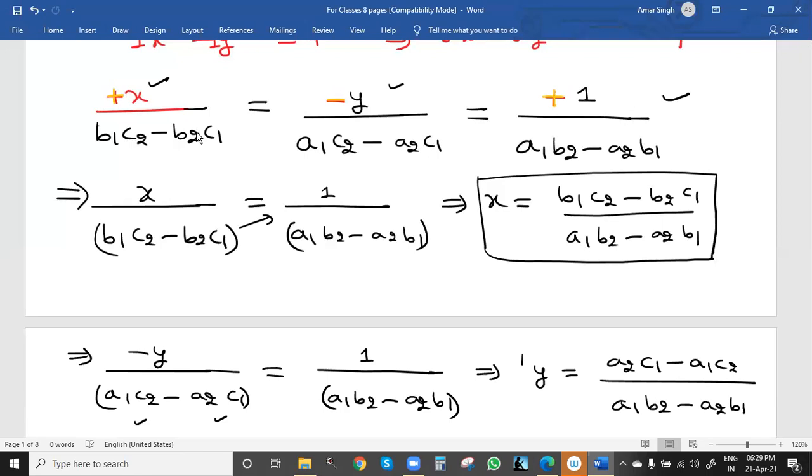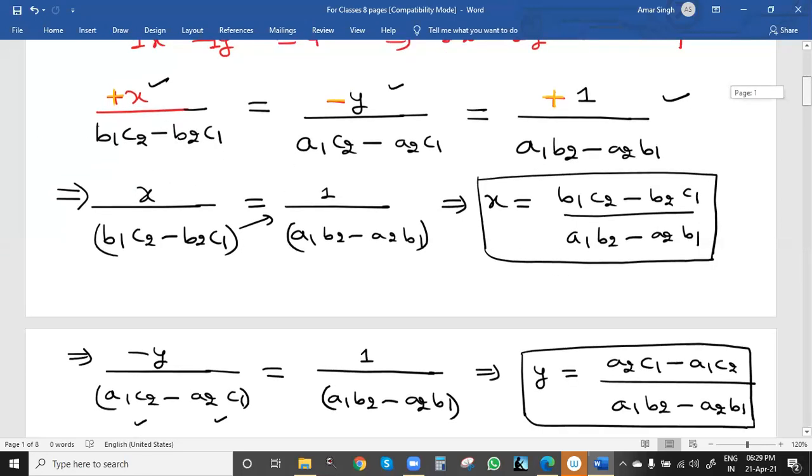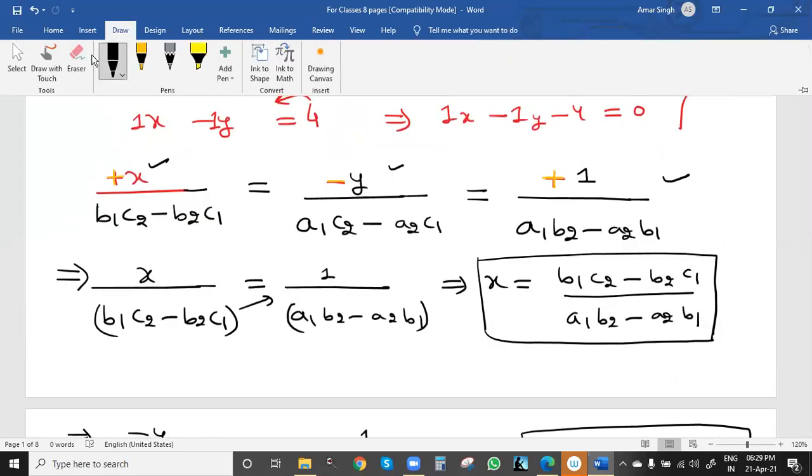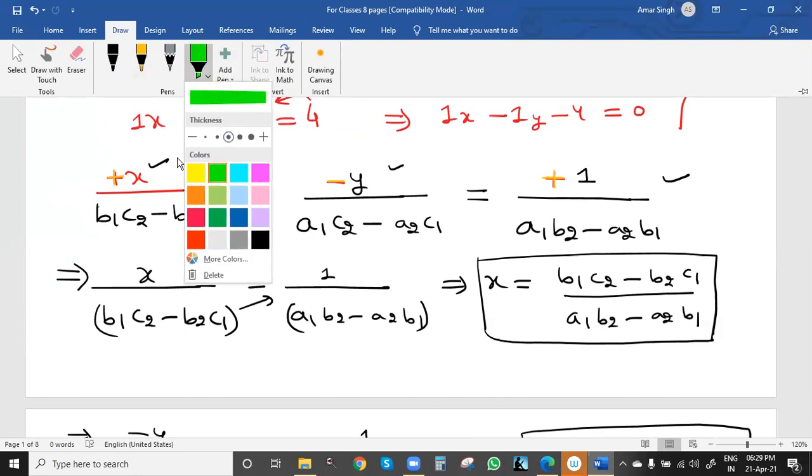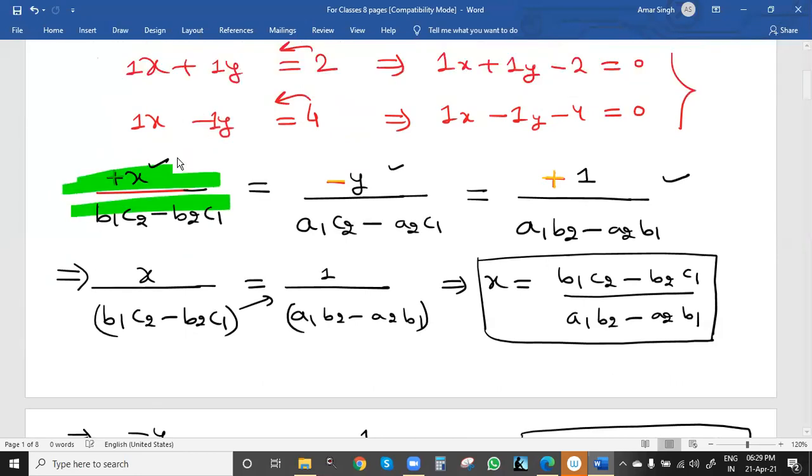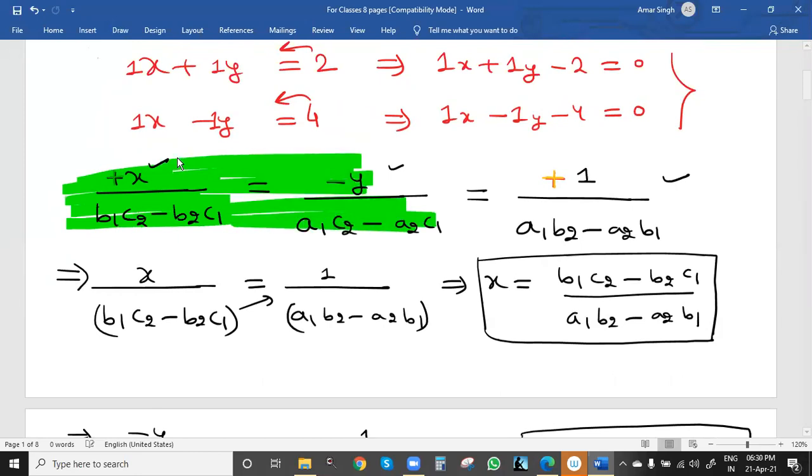By a1 b2 minus a2 b1. This is our y value: a2 c1 minus a1 c2 by a1 b2 minus a2 b1. So the best way to remember is this formula only. The first one I prefer, because in this formula we have very easy values. This formula is easier to remember and to put in the equation.